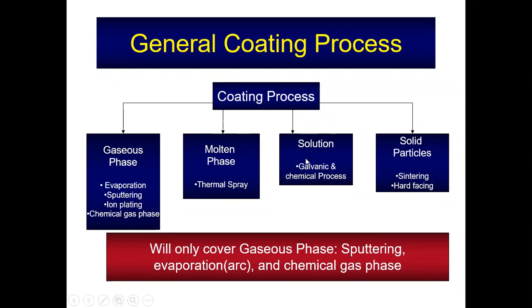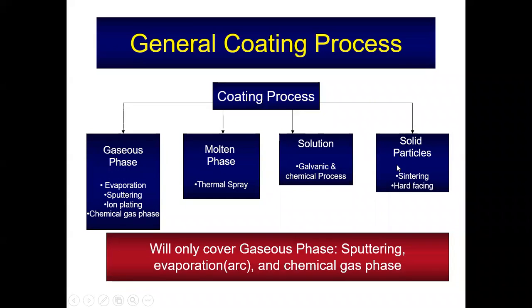So this is basically the plating process. Due to galvanic differences, you can coat an artifact, a substrate, with other materials. Or you can do solid particles. An example is sintering, hard facing. So you can do a solid particle coating process.